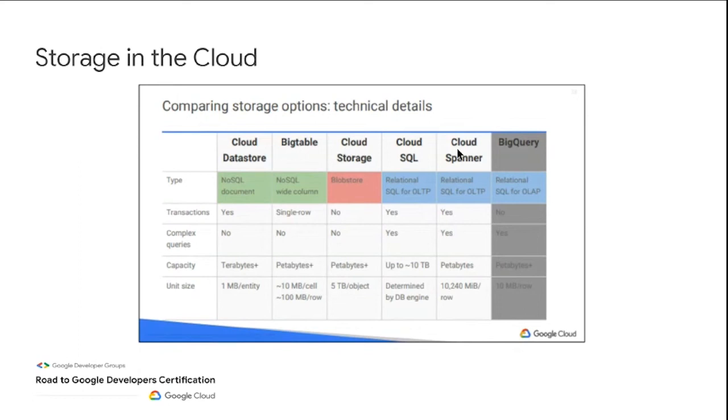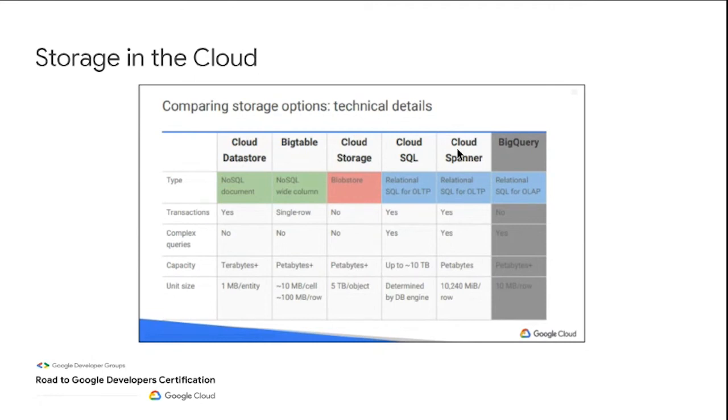The next is the Cloud Storage, which is a blob store. You use it to store binary data, files, or whatever you want to store, like logs, backups, and so on. It doesn't support transactions. It doesn't support queries. It can hold petabytes of data, and the largest object size is 5 terabytes. So if you have a file that is over 5 terabytes, then you should split it into 5 terabyte chunks.